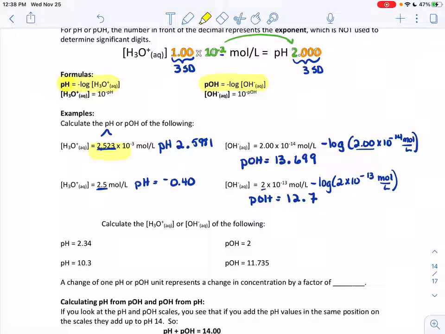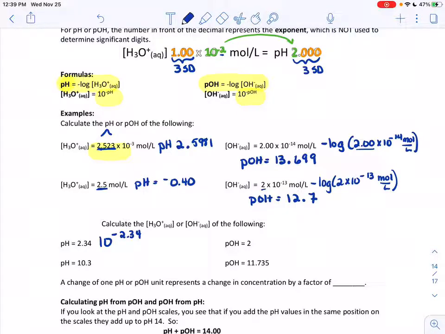Again, it's going to be the same formula when we go backwards, when we go from a pH to a concentration. And so this time the formula is 10 to the power of negative pH for hydronium and 10 to the power of negative pOH for the hydroxide. So for this one here, I've got a pH of 2.34.